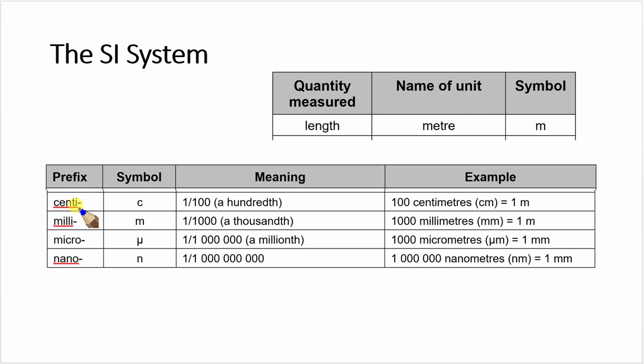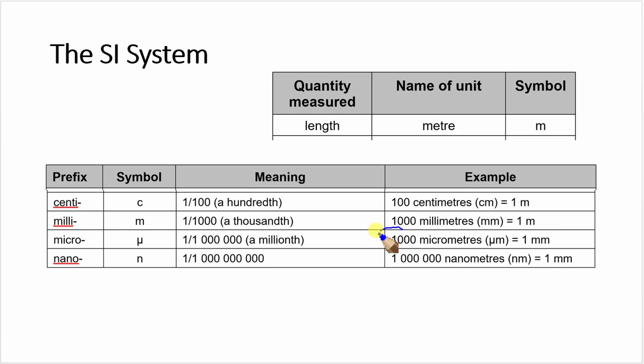Now we said that a centimeter was 100th of a meter. In other words, an example would be 100 centimeters to 1 meter. A millimeter is 1,000th of a meter. In other words, there's 1,000 millimeters in a meter. And then a micrometer is 1,000,000th of a meter. There's 1,000 micrometers, but this time in 1 millimeter.